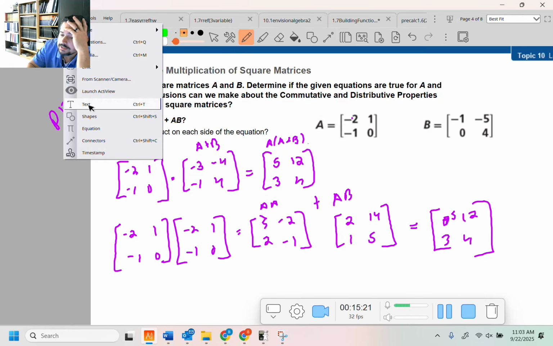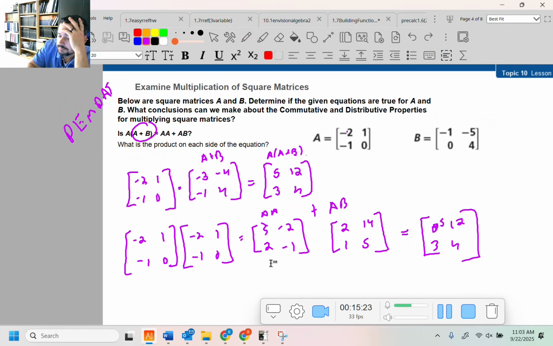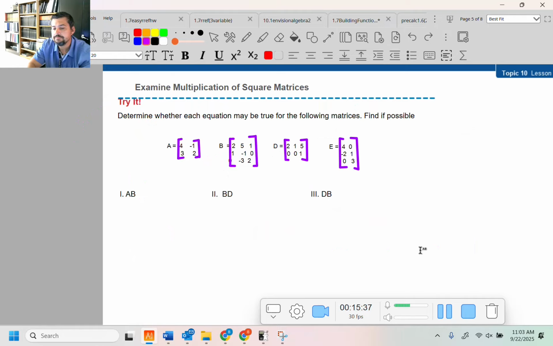But what we just learned is these are the same. So we can say that the distributive property is defined for matrices. I just made a mistake. Sorry. It happens. All right, determine whether each equation may be true for the following matrices.